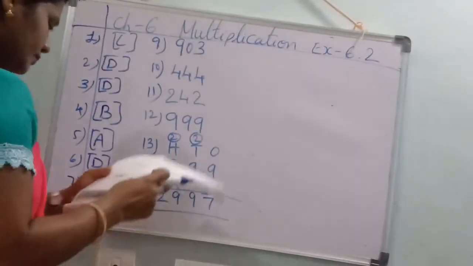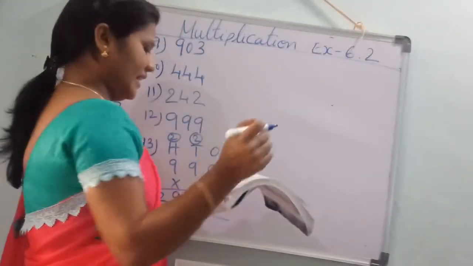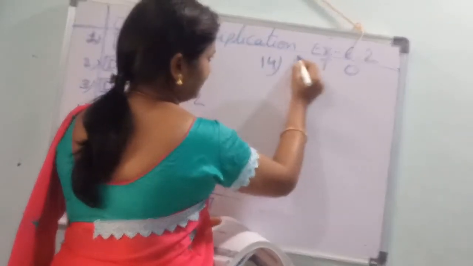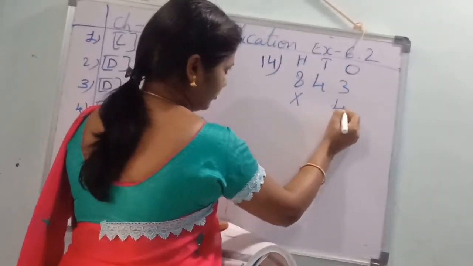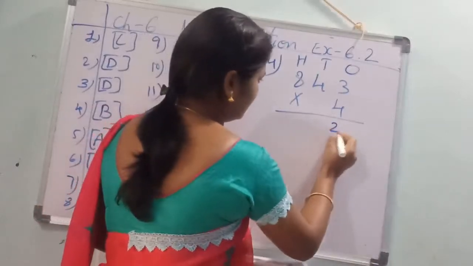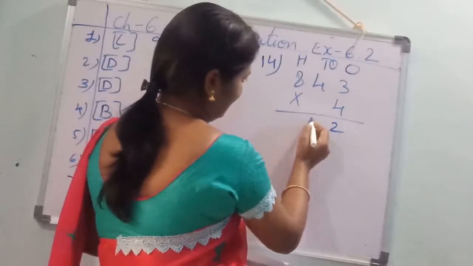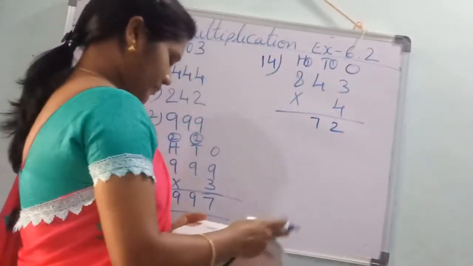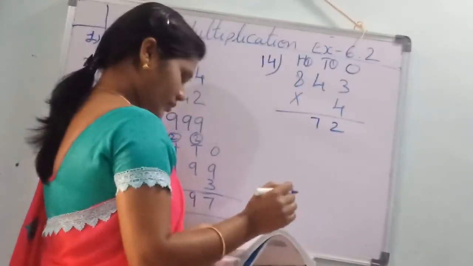Fourteenth one. What is the product of 893 and 4? Ones, tens, hundreds. 893 into 4. Yes, 4 threes are 12. 2 here, 1 carry forward. 4 nines are how much?